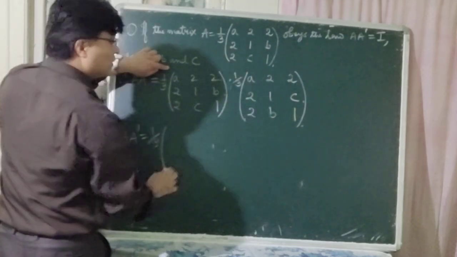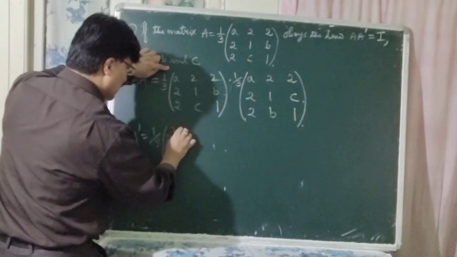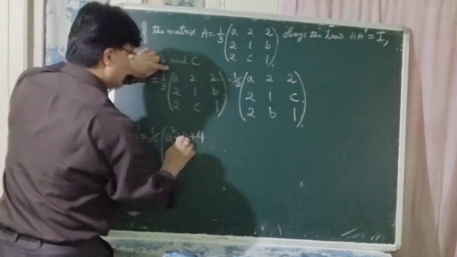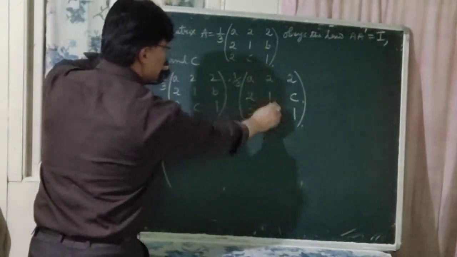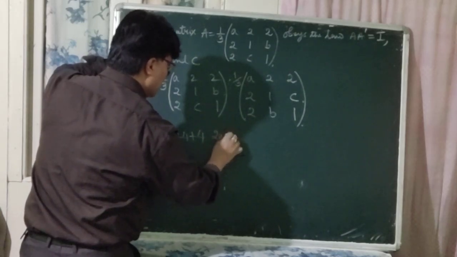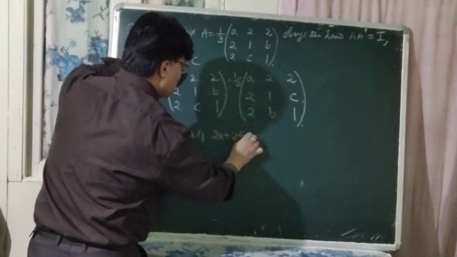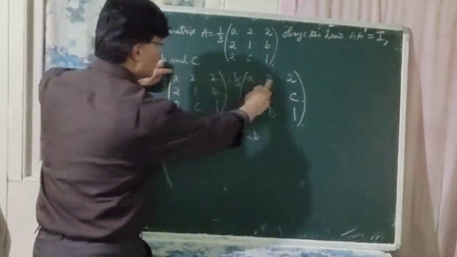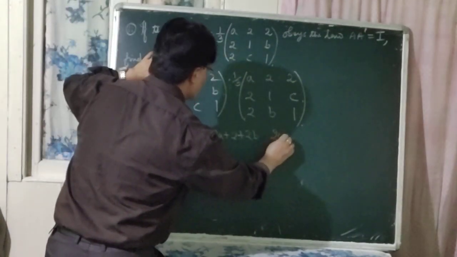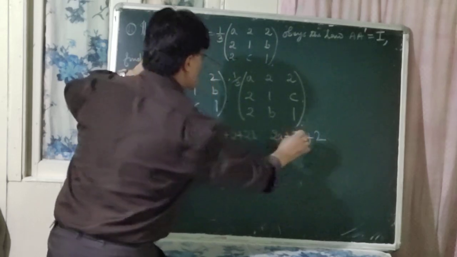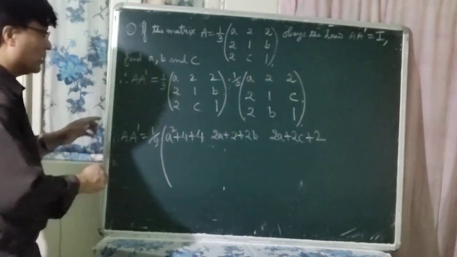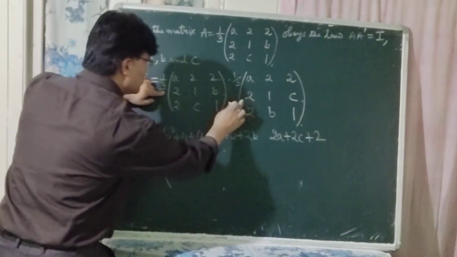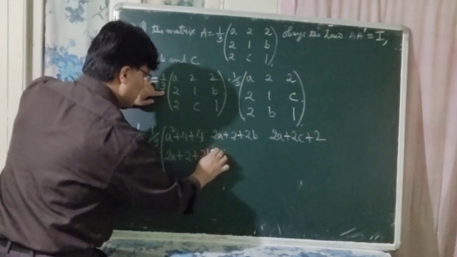First row should be multiplied by the first column. A into A, A square, plus 2 2s are 4 plus 2 2s are 4. Right? Next, first row by second column, A into 2, 2A plus 2 into 1, 2 plus 2 into B, 2B. Right? Next one is first row by third column, A 2s are 2A plus 2C plus 2. Is that clear? Next row now. Second row by first column, 2 into A, 2A plus 1 into 2, 2 plus 2 into B, 2B.